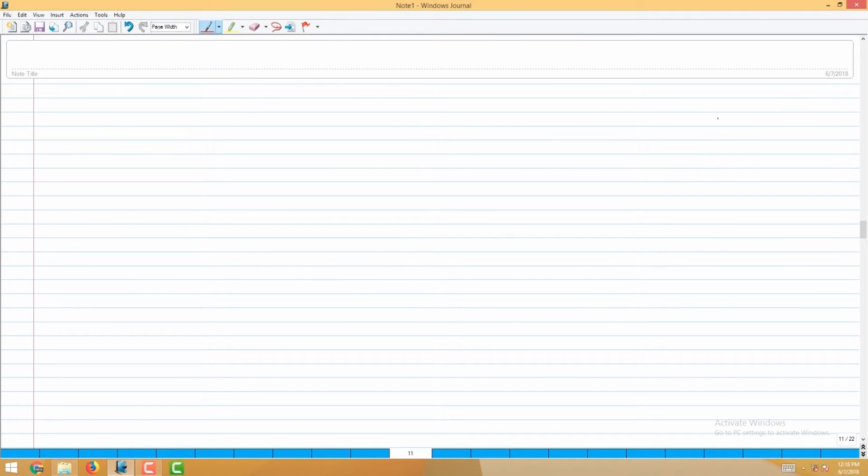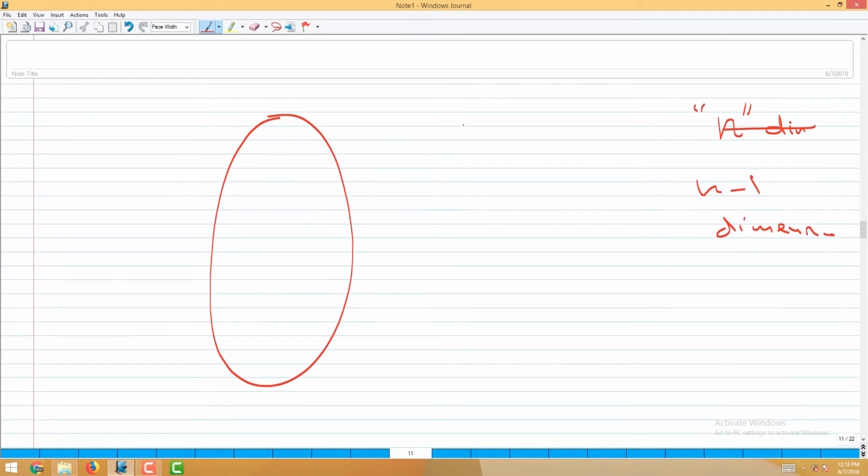For instance, you give me n minus 1 dimensions, and I'll show you a graph which requires n dimensions, right? 1 extra is required. You cannot actually do it in this many dimensions. How will you do that? So this is the construction.